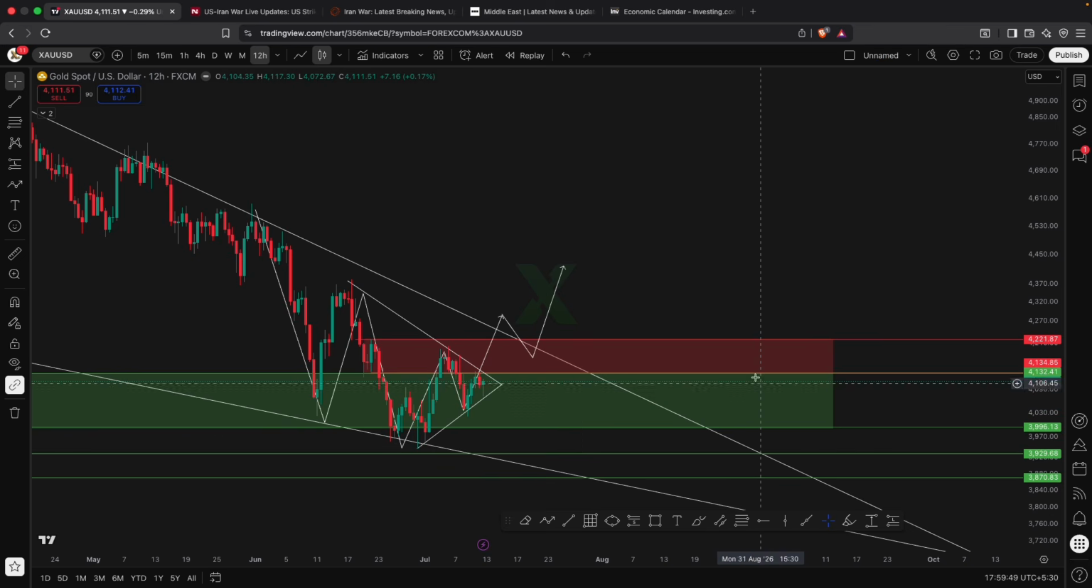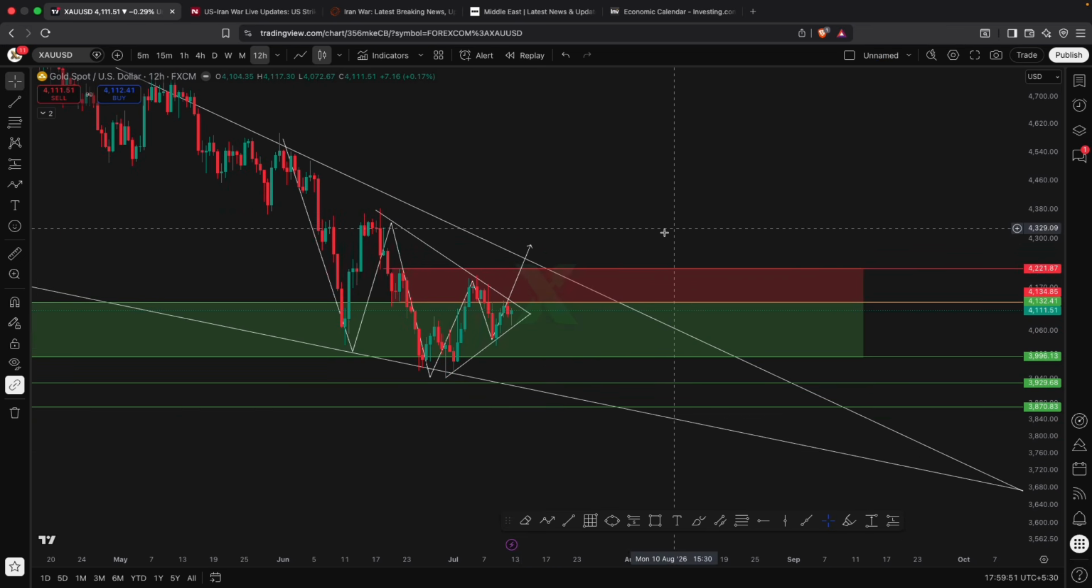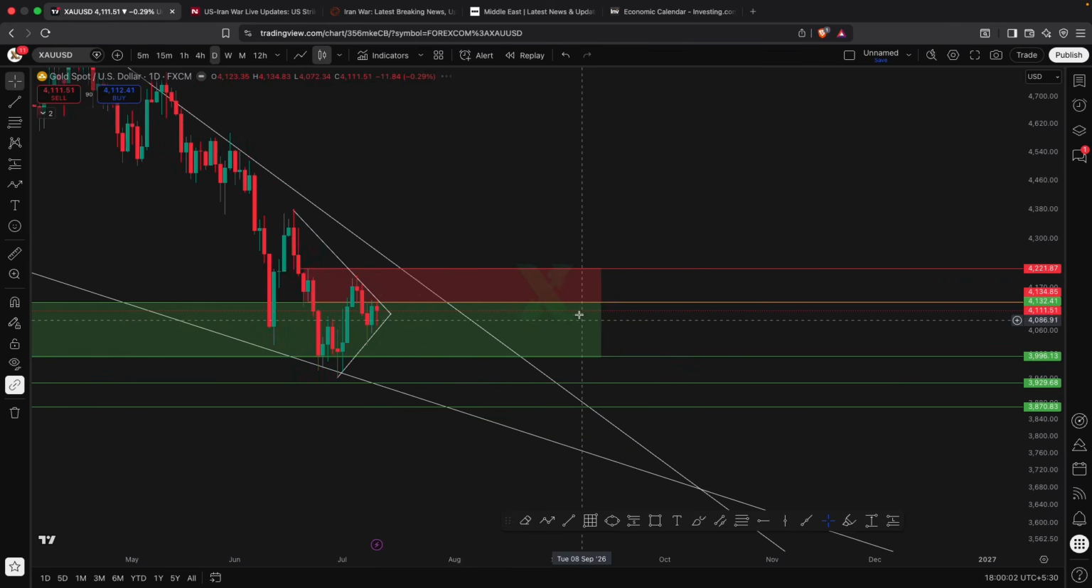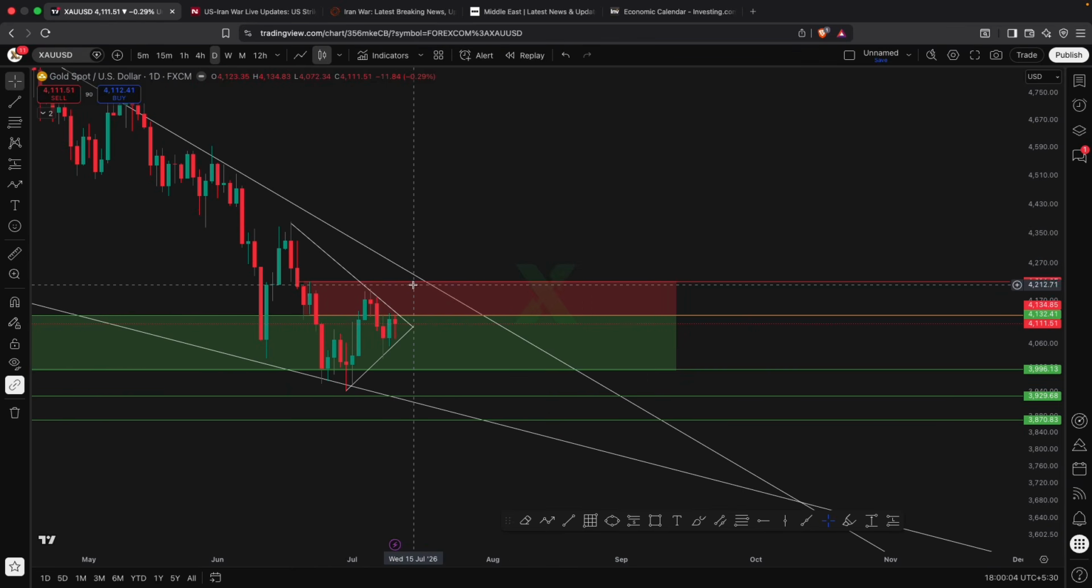This is one chance. At the same time, as there is a rejection zone in between 4134 to 4221, let's go back to the 1 day time frame, maybe it can go to the order block zone in between 4314 and 4221, plus there is a rejection trend line over here. It can go up, tap on those areas and maybe fall down further.